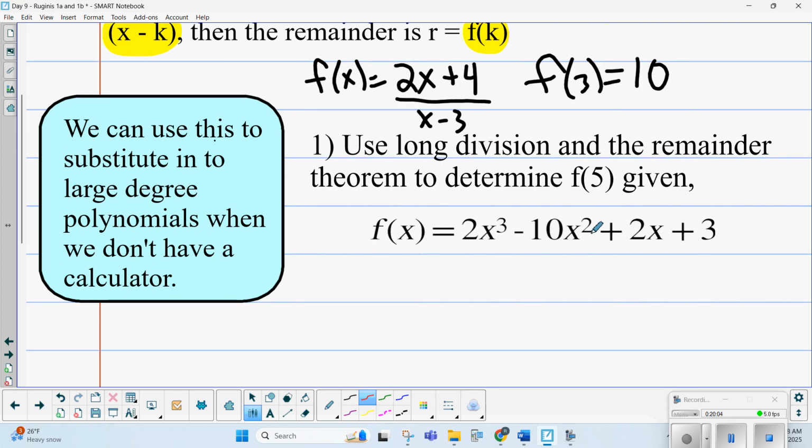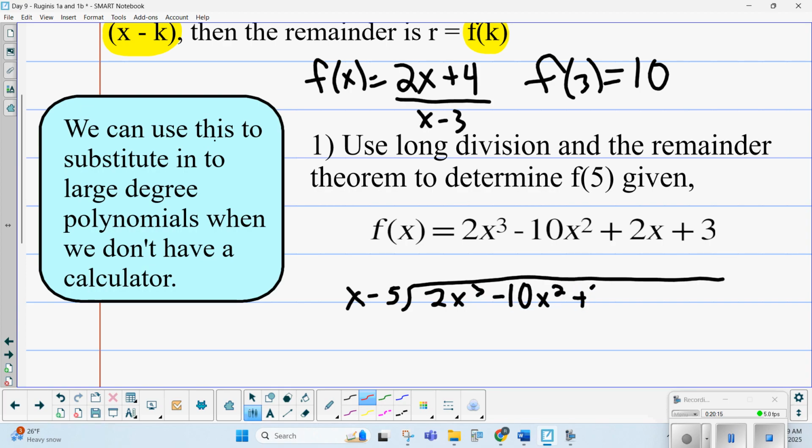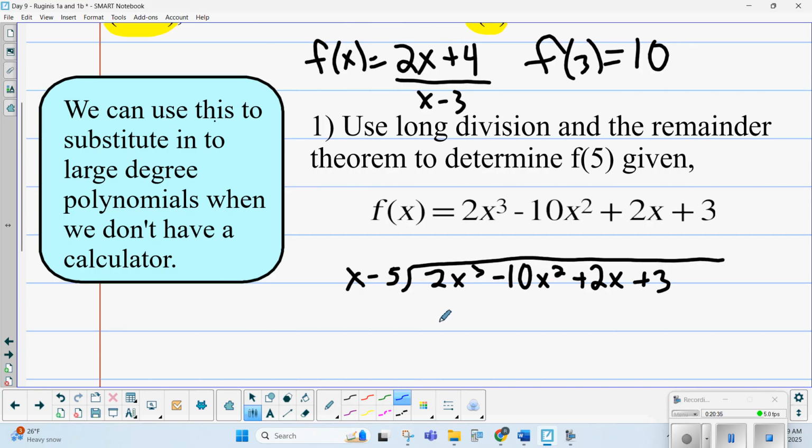So we'll do x minus 5. We're going to be dividing 2x cubed minus 10x squared plus 2x plus 3. Now let's just check, do we need any placeholders? In this case, we got x cubed, x squared, x, constant, so we don't need any placeholders. All right, so at this point, if you're feeling confident with division, go ahead and divide and skip ahead to see if you're right. If you're not, stick around, watch the steps.